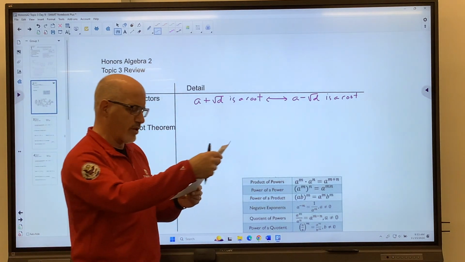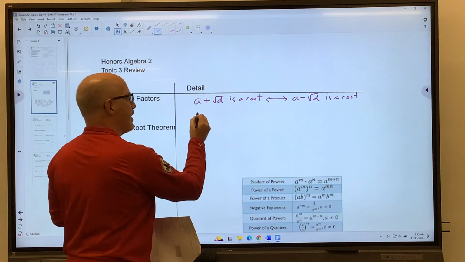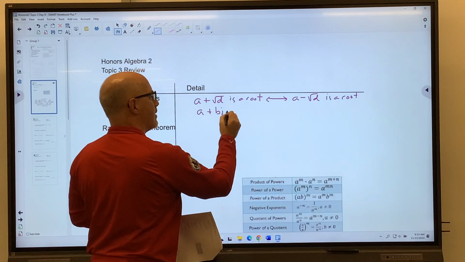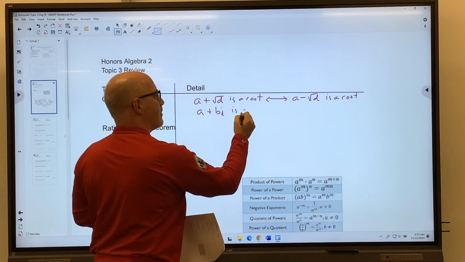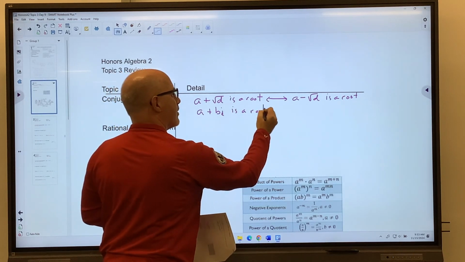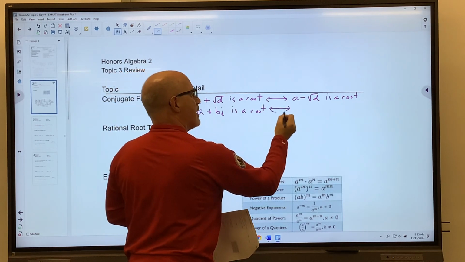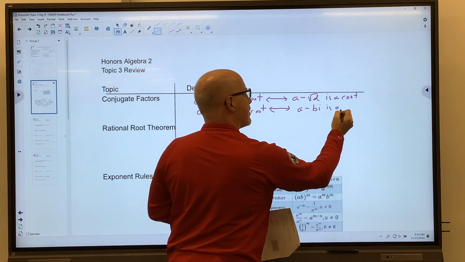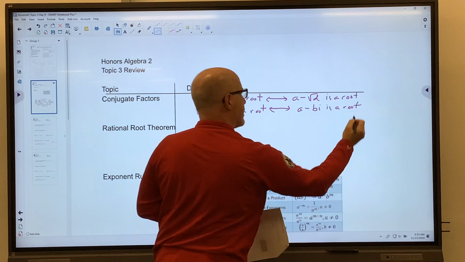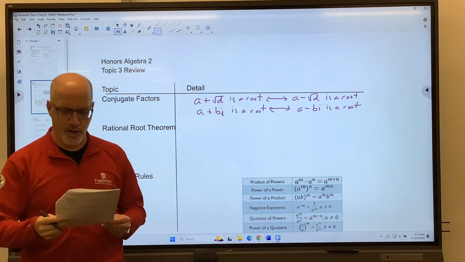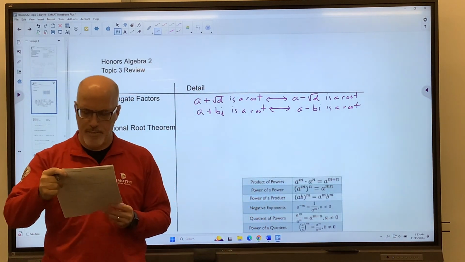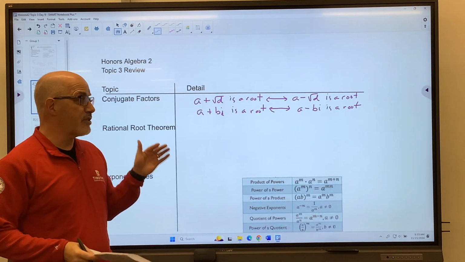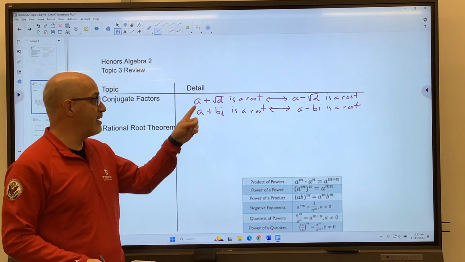Well, that also works for complex numbers. If a plus bi is a root, then a minus bi is a root. Complex numbers come in pairs when there's solutions to polynomial equations. Now, just a little insight about the graphs of these.